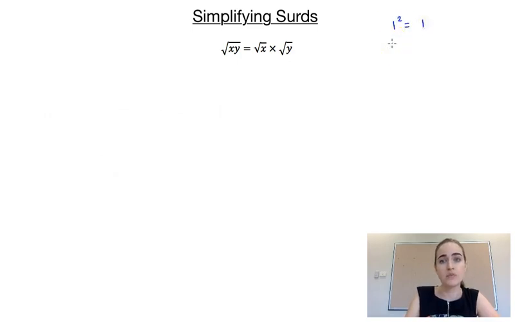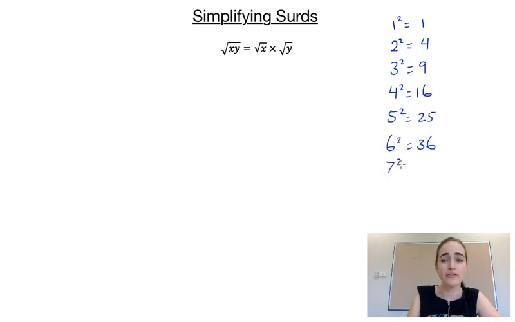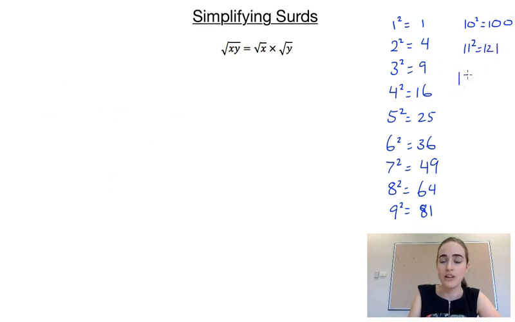So 1 squared is 1, 2 squared is 2 times 2, which is 4, 3 squared is 9, 4 squared is 16, 5 squared, 25, 6 squared, 36, and you should know quite a few of these. The better you are at recognizing these numbers, the easier these questions are going to be. So it's probably a good idea to know up to about 12 squared. So 11 squared would be 121, and 12 squared would be 144. You can remember more of them as well, but those are your main ones. So let's have a look at some examples.